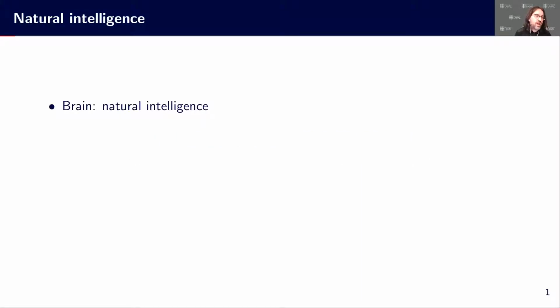Natural intelligence, which is found in the brain of humans, in the brain of animals. So we know that our intelligence, the intelligence of human beings, of living beings, is mostly in the brain. And this brain is a machine. We can see this as a machine, a biological device, which is capable of parallel and distributed computing.